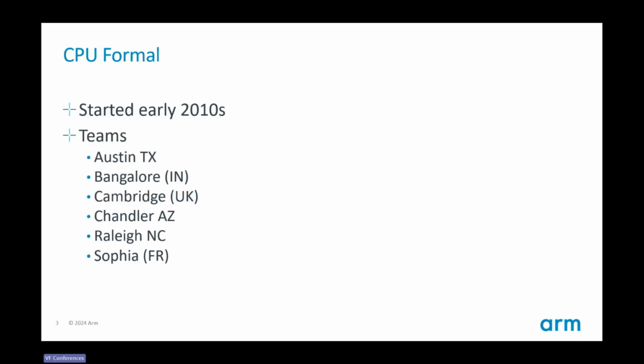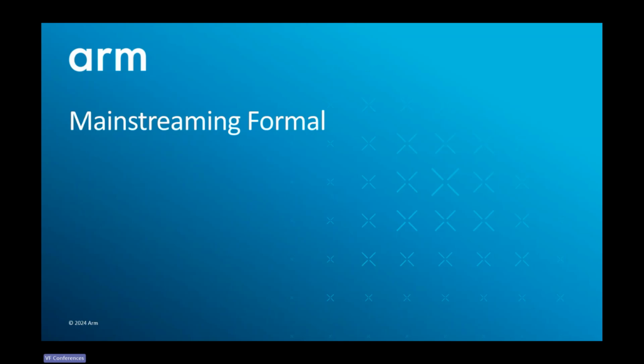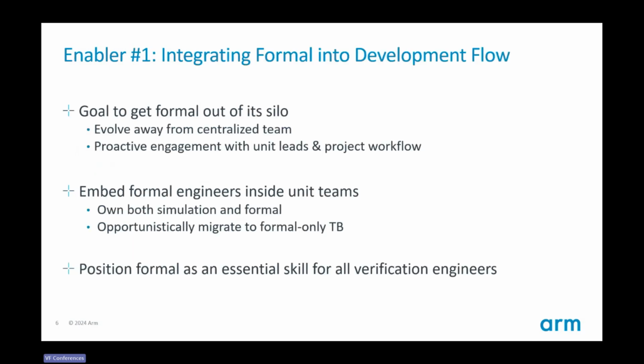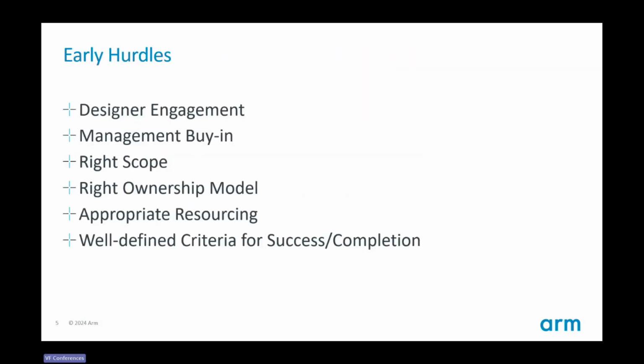So just quick background, we started somewhere around the early 2010s and it sprung up in different sites, and we have CPU teams doing formal in around 6 locations. In terms of how we got into the mainstream, some of the early hurdles, which I think are universally experienced across the industry: designer engagement, getting buy-in from management, finding the right scope, finding the right ownership model between designers, verification teams, and formal engineers, getting the right resourcing going, as well as defining clean criteria for what it means to succeed.